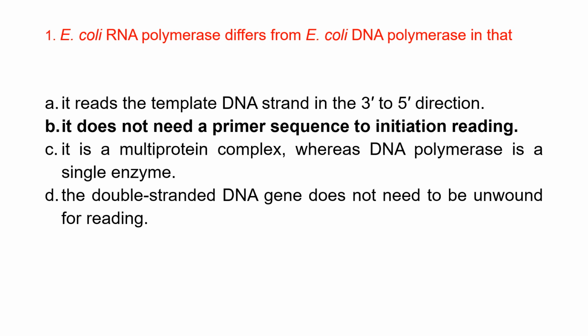Looking at the other answers, again going as if they're true-false statements, we know obviously that both RNA and DNA polymerase go in the 5' to 3' direction, so it cannot be A. Whereas letter C, both the DNA polymerase and RNA polymerase are multi-protein complexes. They're not a single enzyme. And of course, we definitely need the DNA to be unwound in order to have the actual transcription be completed.